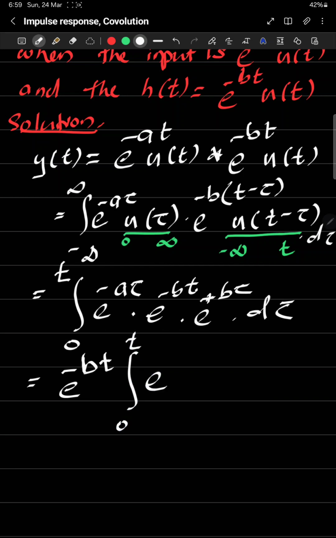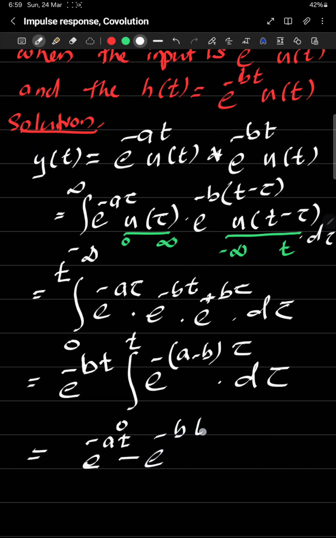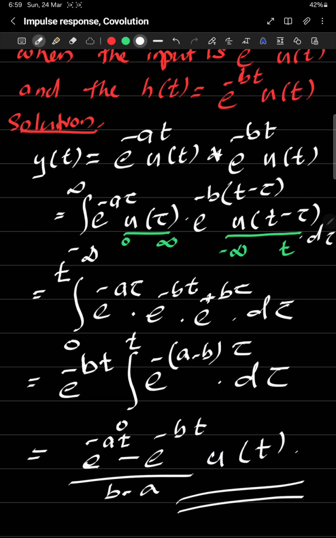So you will have e raised to minus a tau into e raised to b tau. If you take a minus outside, you can write it like this: e raised to minus of a minus b into tau, d tau. Now you can perform simple integration and you will get the result. Just integrate it and substitute the upper and lower limits, and you will end up with e raised to minus at minus e raised to minus bt, divided by b minus a, into u of t. So this will be your final signal.